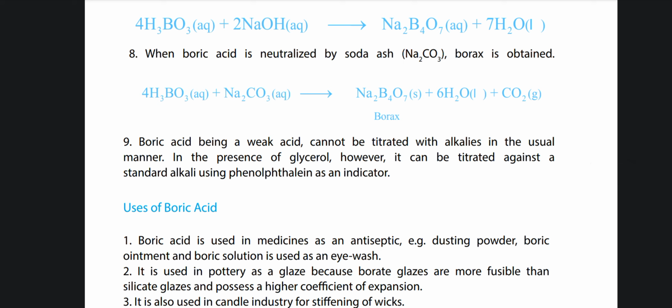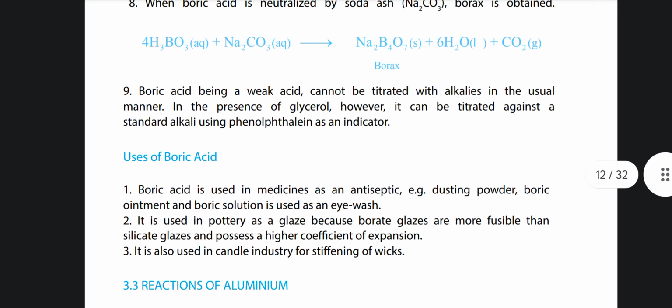Number 8, when boric acid is neutralized by soda ash, Na2CO3, borax is obtained. 4H3BO3 plus Na2CO3 gives us Na2B4O7 plus 6H2O plus CO2. Number 9, boric acid, being a weak acid, cannot be titrated with alkalis in the usual manner. In the presence of glycerol, however, it can be titrated against a standard alkali using phenolphthalein as an indicator.